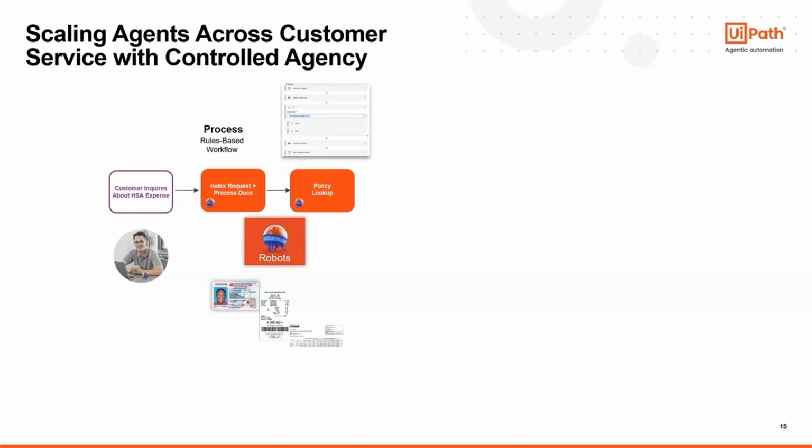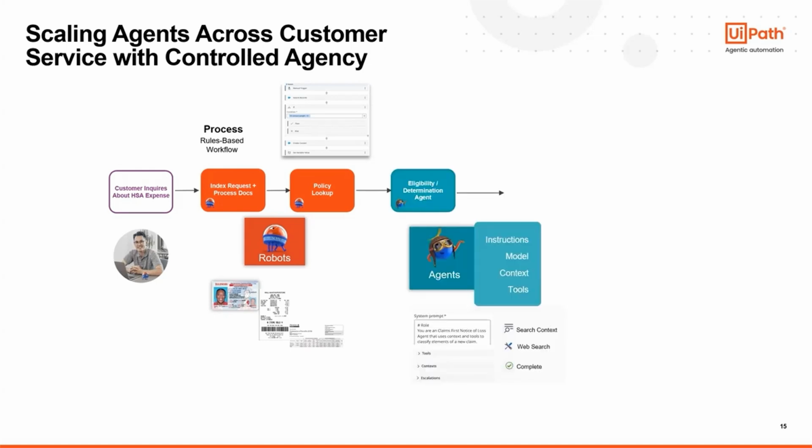Regardless of the intake method, the robots are going to intake and structure that data and hand it over to an agent. Traditionally, with automation, the robots could accomplish this first step, but it would require a human to still review every single claim or eligibility inquiry coming into the business. What I want to articulate with the live demonstration is how we can use an eligibility determination agent to make some of that decision making and reasoning for us.